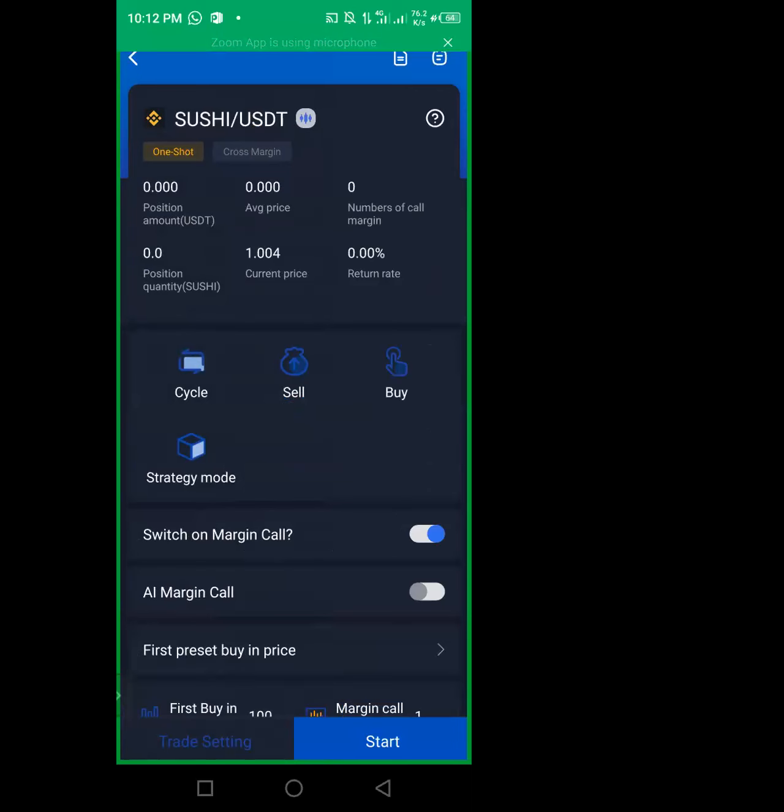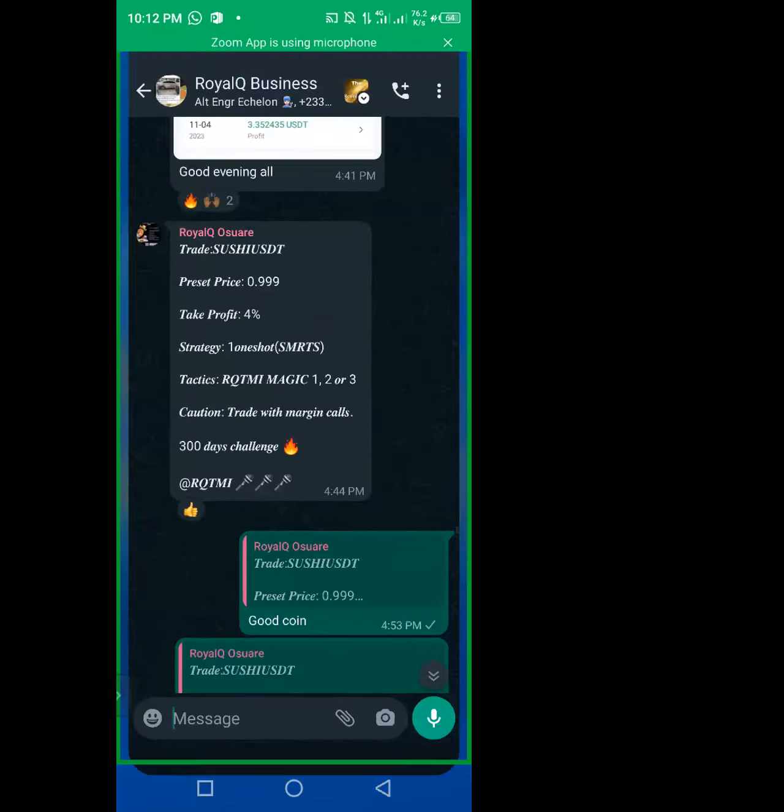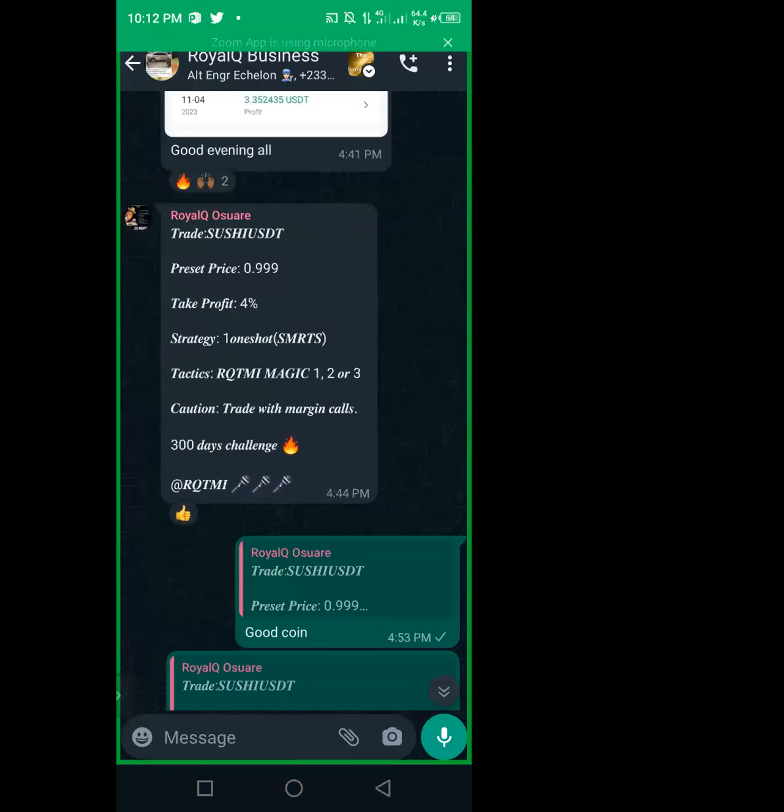Now, I will not check. The signal came with the preset price. Please follow this, because this is what you will be seeing. Those that want to enter trade, this is what you'll be facing. You'll be seeing signals every day from the boom. You can see the preset price is the second thing here. The preset price for sushi is 0.999, because sometimes you might not be online when the signal drops.